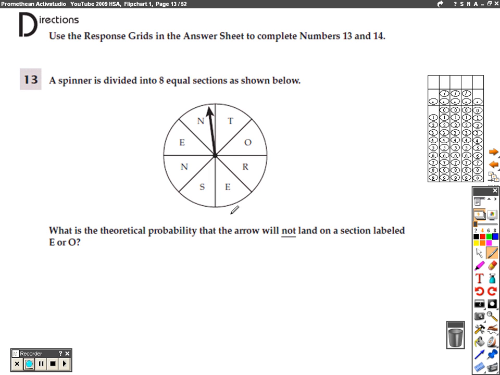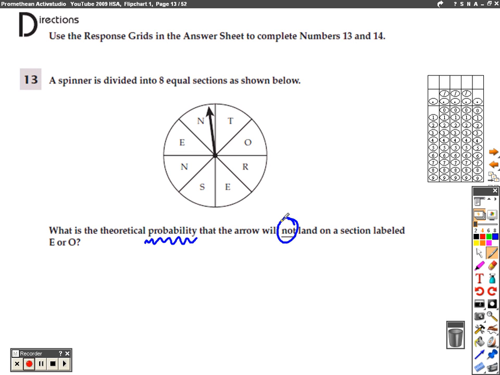A spinner is divided into 8 equal sections as shown below. What is the theoretical probability that the arrow will not land on a section labeled E or O?